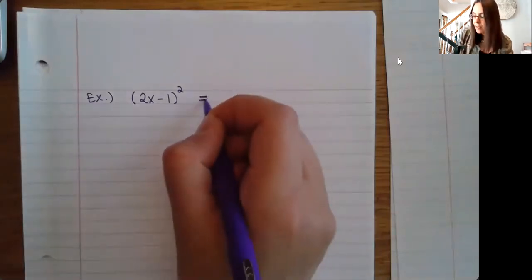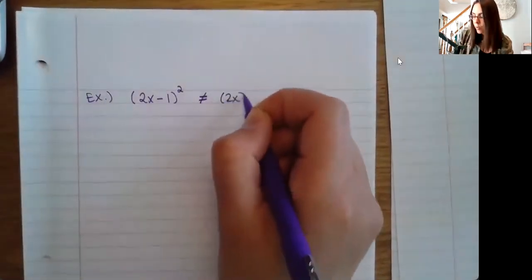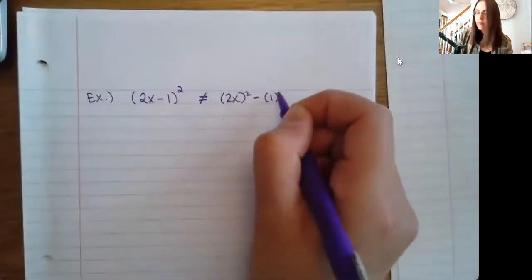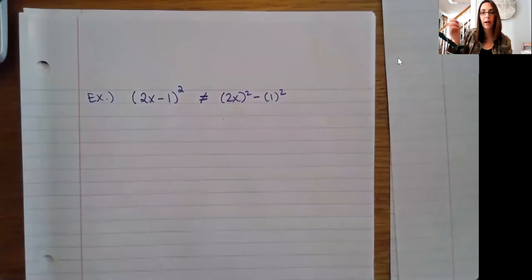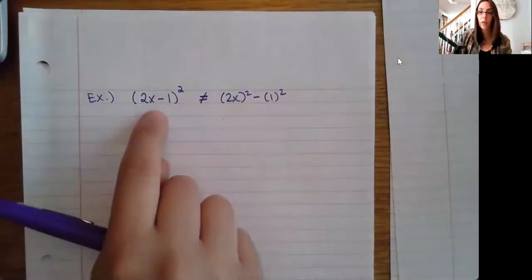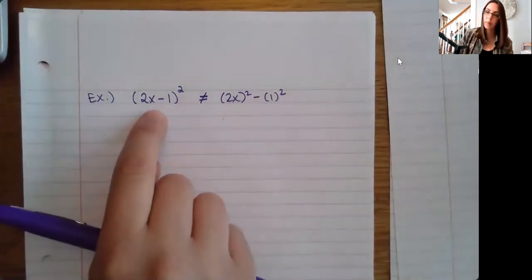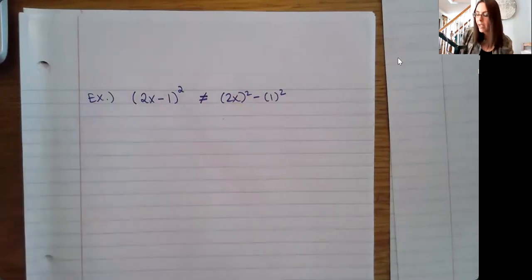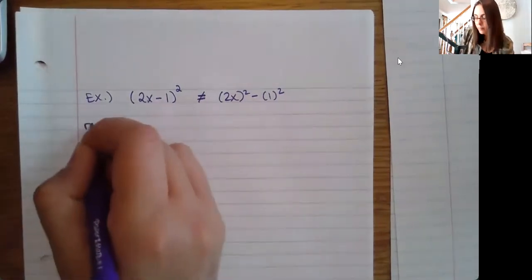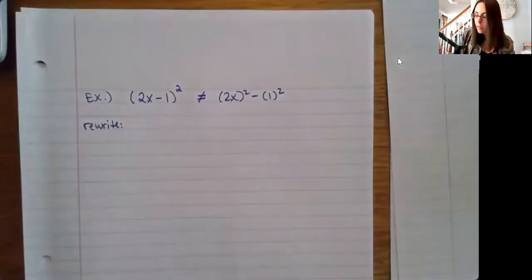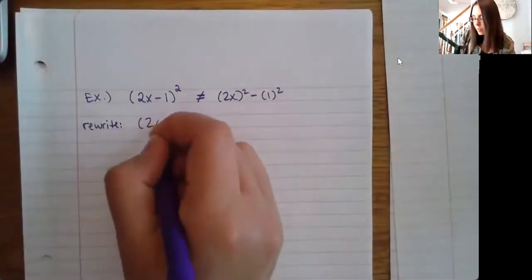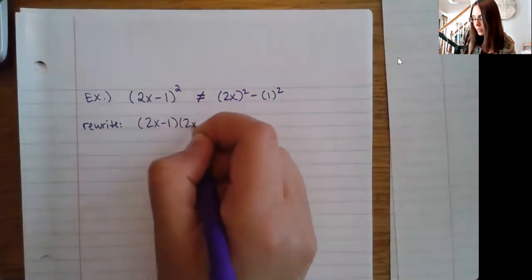This is not the same as 2x squared minus 1 squared. That's not the answer, unfortunately. So I can't just distribute that square in when I have pluses or minuses. It doesn't work that way. It only works if I'm doing multiplication or division. So what I have to do is I have to rewrite this. And remember, if you square something, you multiply it twice. So this becomes 2x minus 1 and 2x minus 1.